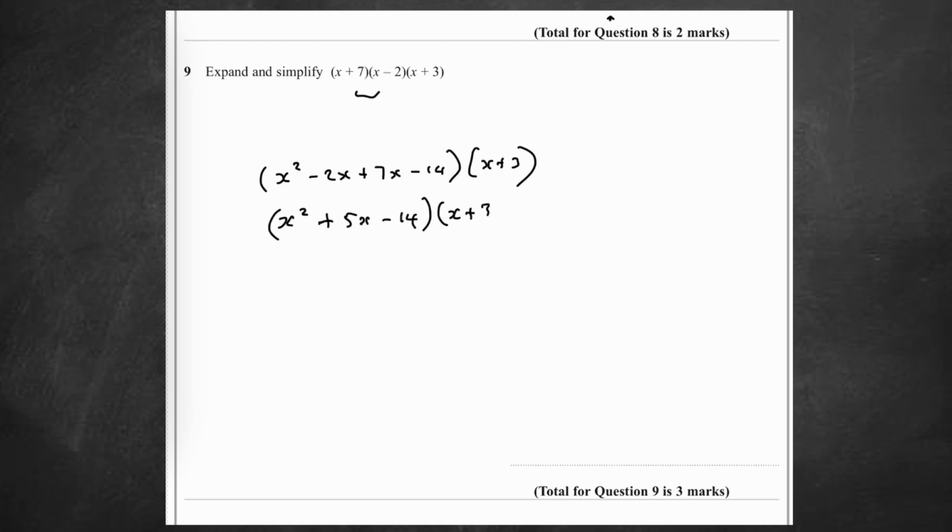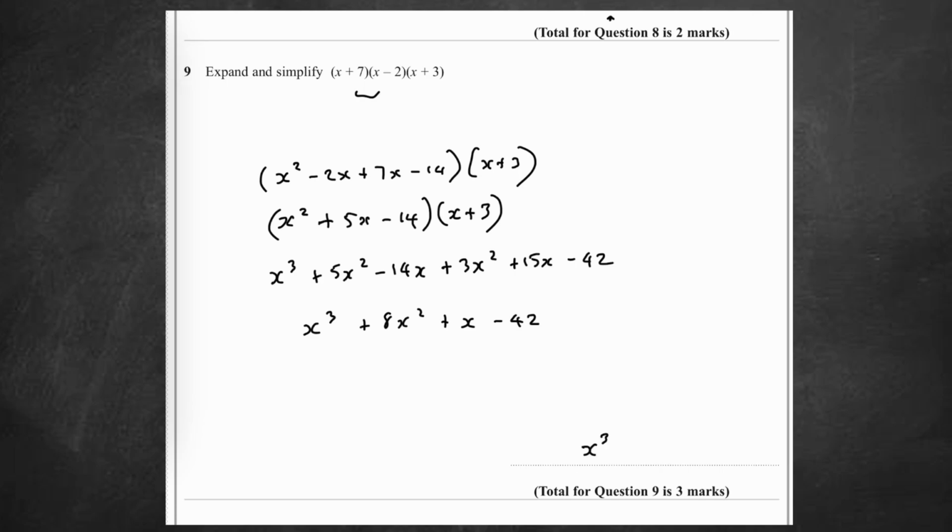Lots of x plus 3. Now we'll expand out fully. So we're going to get x cubed plus 5x squared minus 14x. Then we do the 3. So plus 3x squared plus 15x minus 42. Now we can simplify it. There's only one x cubed term. There is 8 lots of x squared. And then there is 1x and just the minus 42. And that is our answer.